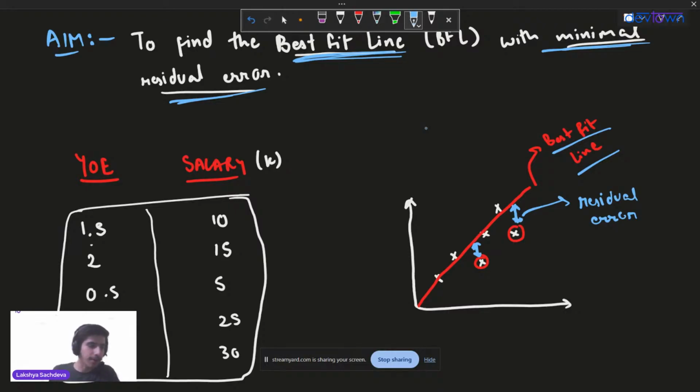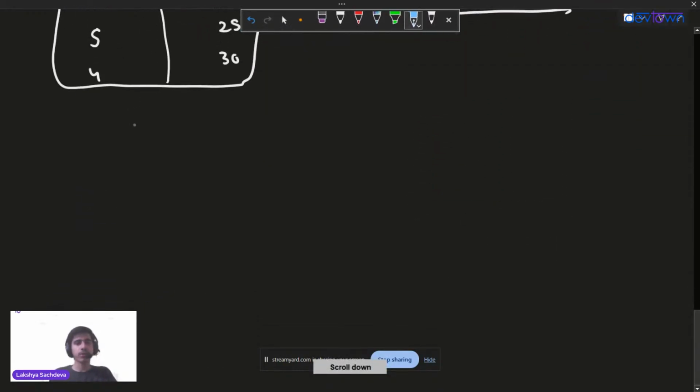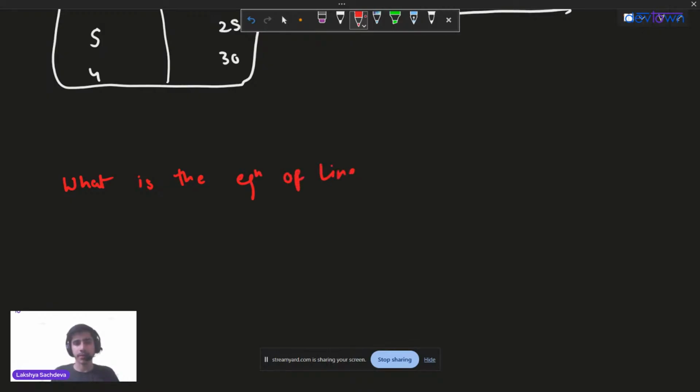Okay, now I will ask you a question. Just quickly reply to my question in the chat. My question is, what is the equation of a line? Quickly reply the answer in the chat. What is the equation of a line?